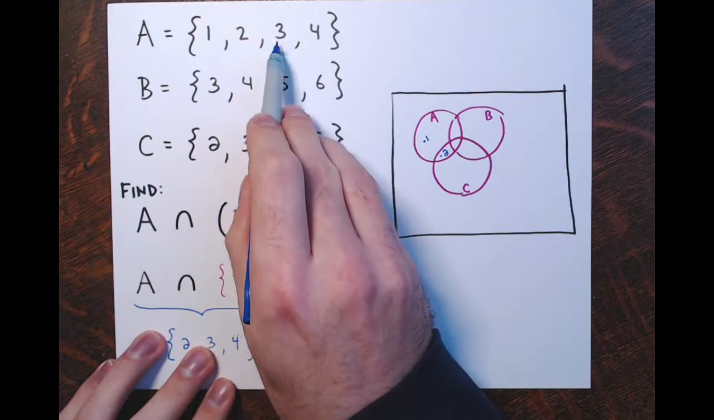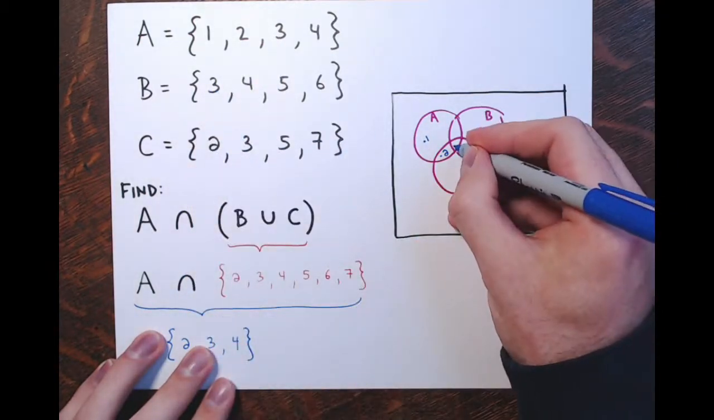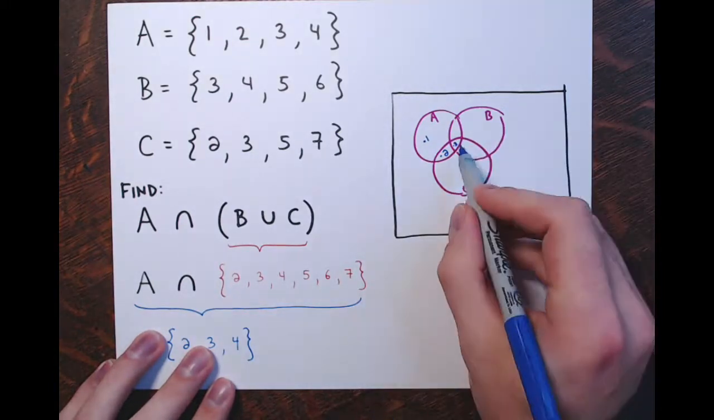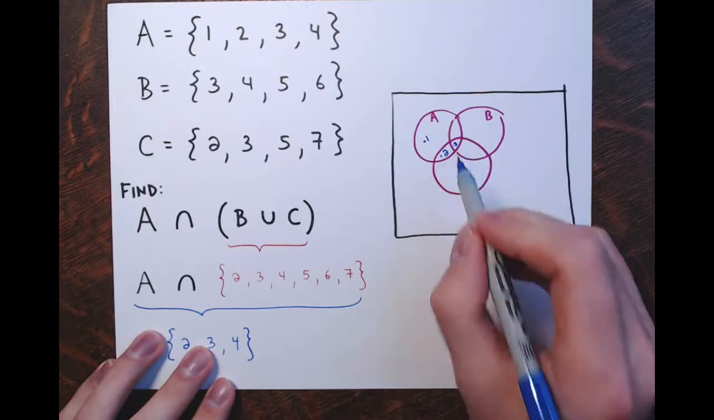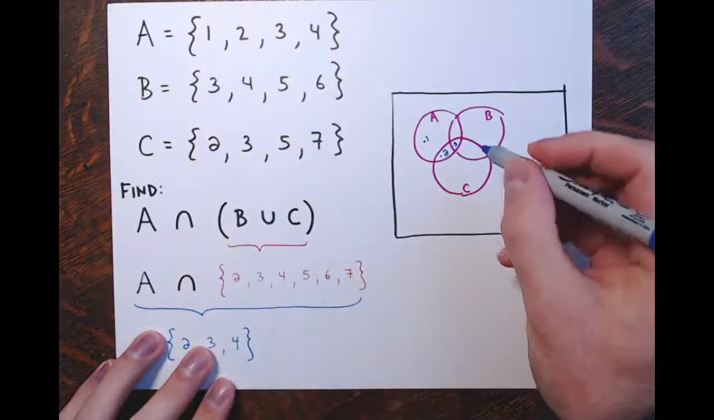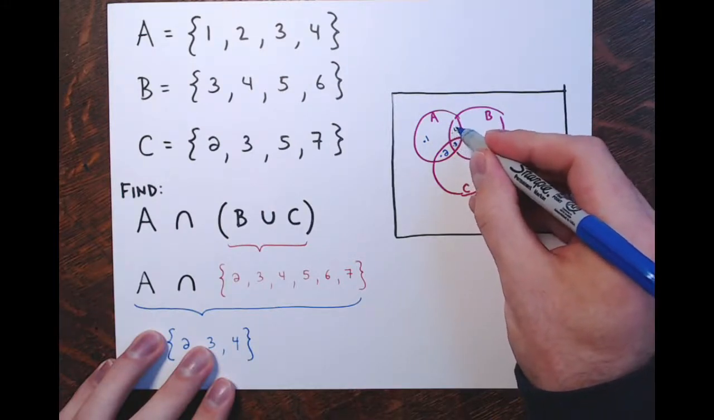The element 3 is in A and B and C. So that's in this middle part. The element 3, sorry, this is tiny, but it's 3. The element 4 is in just A and B, but not in C. So the overlap between A and B, but not the middle. Right? So this part here, there's 4.